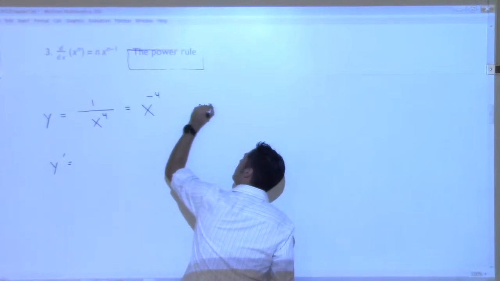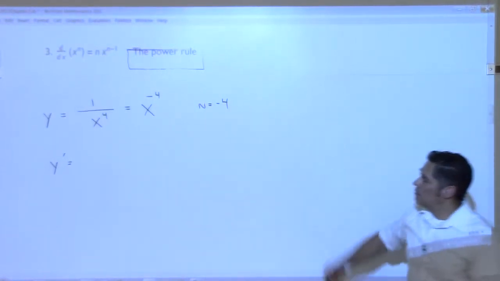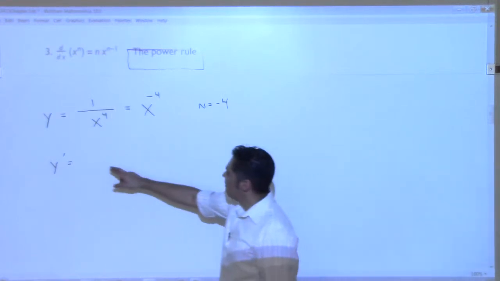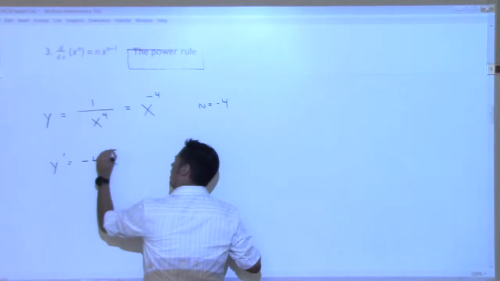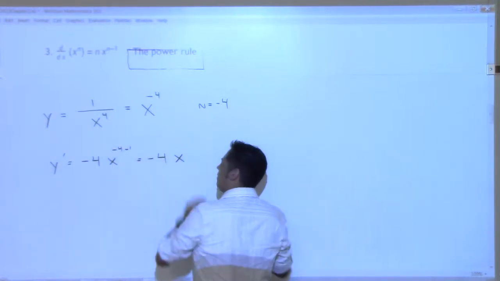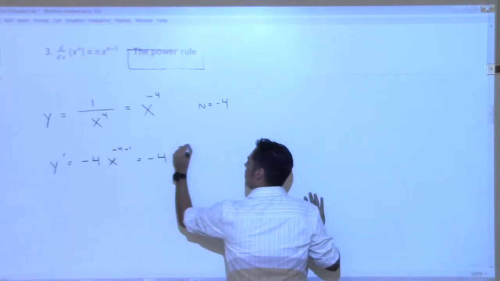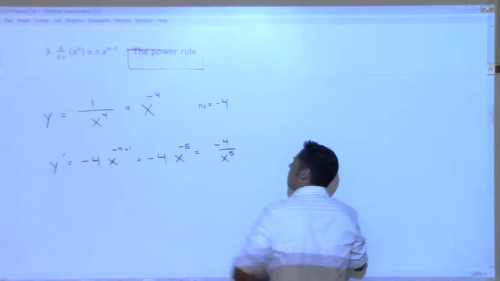So n here for us is -4. And just use the formula. So what's going to be out front? -4. X to the -4 minus 1. So be careful with that. That's -4x to what? -5. And that's the same as -4 over x to the 5th.